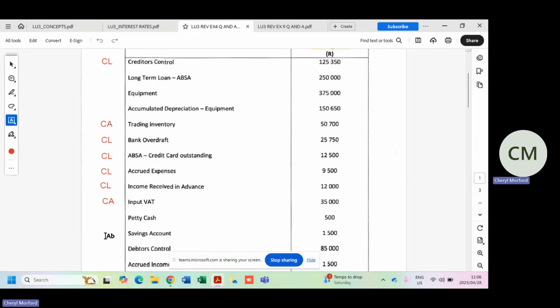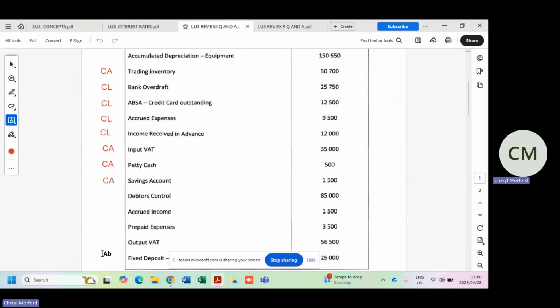Then we're on to various kinds of money. Petty cash, straightforward, current asset, as is savings account, current asset. Then debtors control, most definitely yes. Also, just remember the other names, for example, accounts receivable, trade debtors, trade receivables. So your debtors control would be current asset.